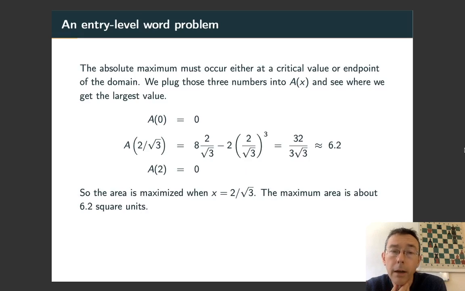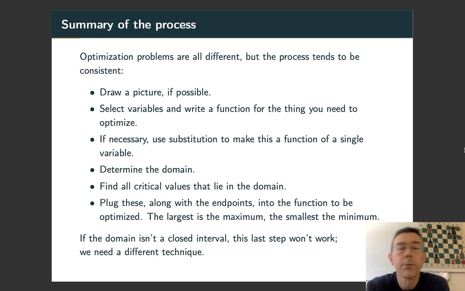So there are three possible places where an absolute max can occur. x equals 0, x equals 2 over root 3, and x equals 2. I plug all three of those in, and clearly the largest of the three is at x equals 2 over the square root of 3. I got an area of 6.2 square units. So the area is maximized when x is 2 over the square root of 3, and the maximum area is about 6.2 square units.